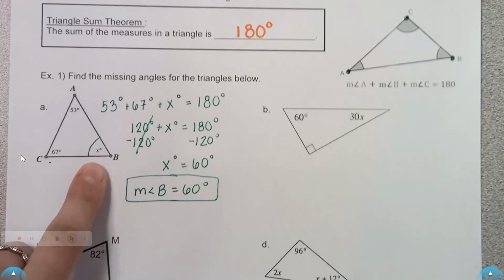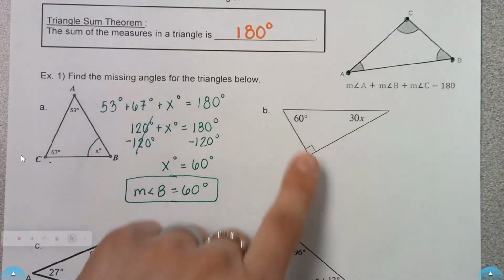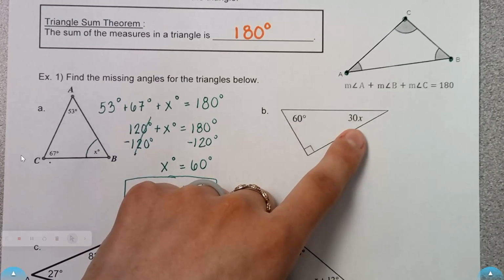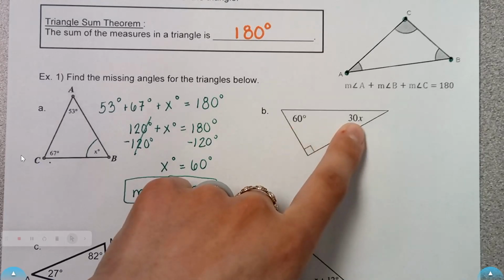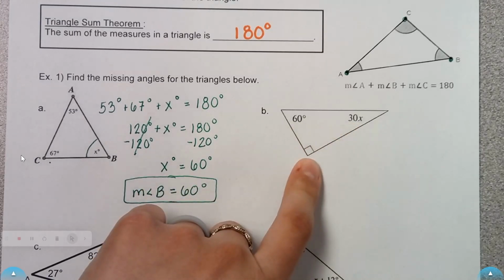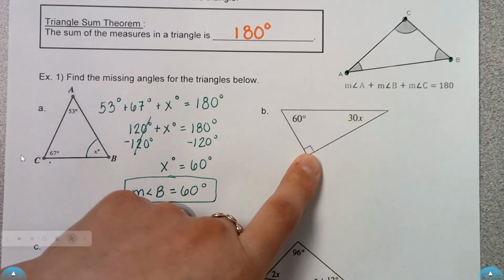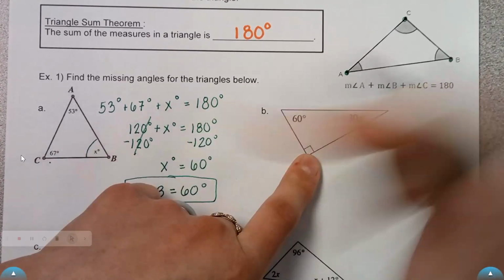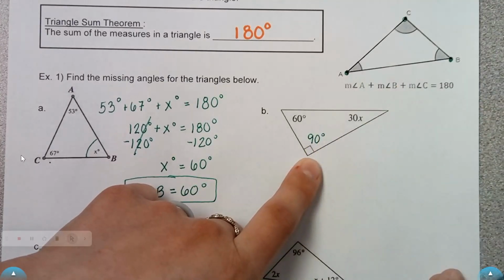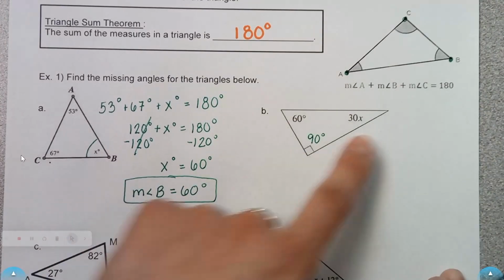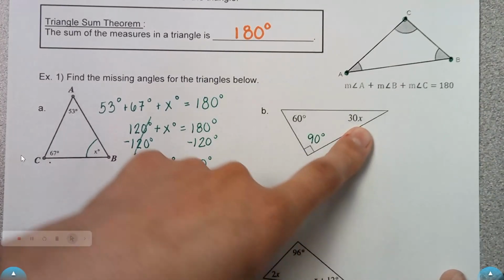Okay, let's try letter B. I have 2 angles that have some type of numbers or some type of variables next to them. This one is 60 degrees, this one is 30x, and this one has a box. But yesterday in the previous lesson, we talked about what that box meant. That box means 90 degrees.